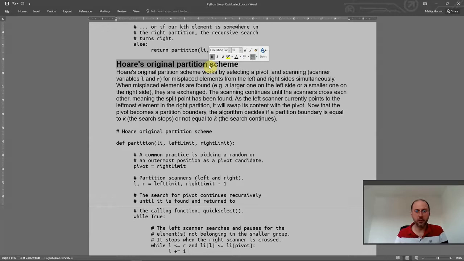In the previous partition scheme, both scanners were scanning from left to the right, and in Hoare's original partition scheme, one scanner comes from the left side and goes to the right, and the right scanner starts on the right side and goes to the left. This partition scheme ends when the two scanners cross, and the definite end of this partition is marked again by placing the declared pivot, the one on the rightmost side, between those two partitions.